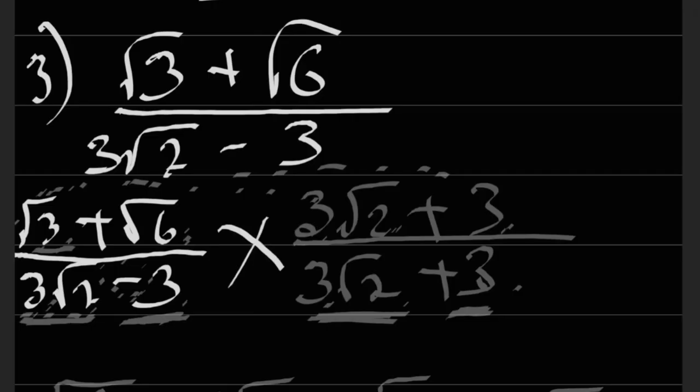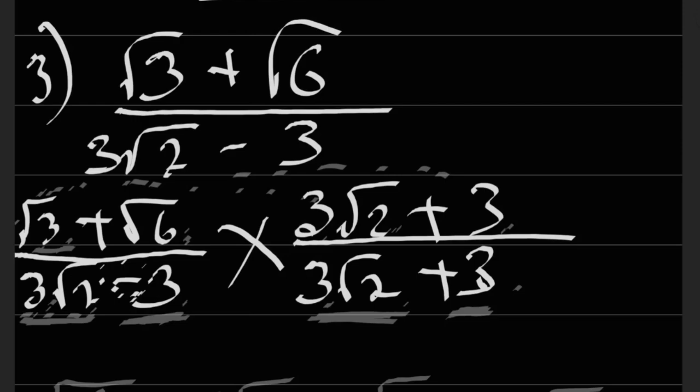We are going to multiply the numerator and the denominator by the conjugate of the denominator. So if you are familiar with what we have been doing, you will know that this minus will just turn to plus, and then we'll make use of it. So what's the number we'll multiply with? That will be 3 root 2 plus 3 all over 3 root 2 plus 3. That's the number we multiply with.